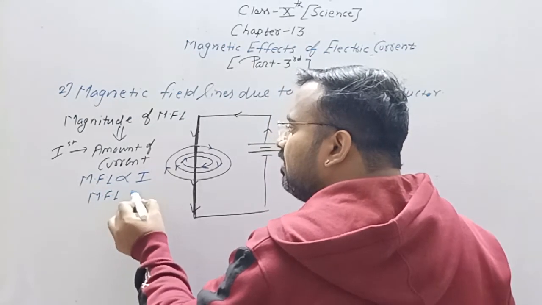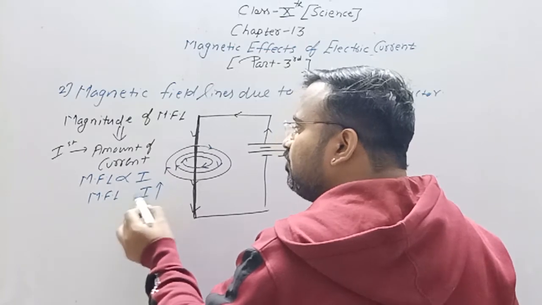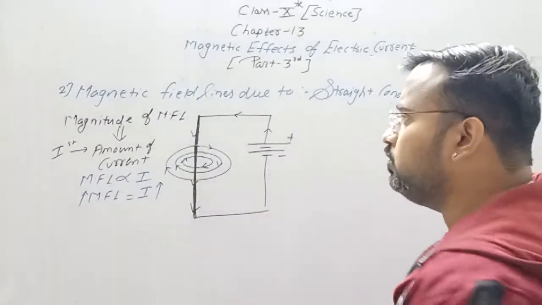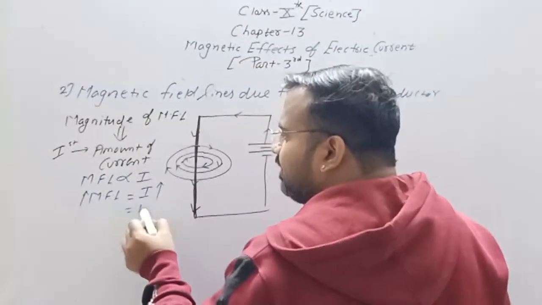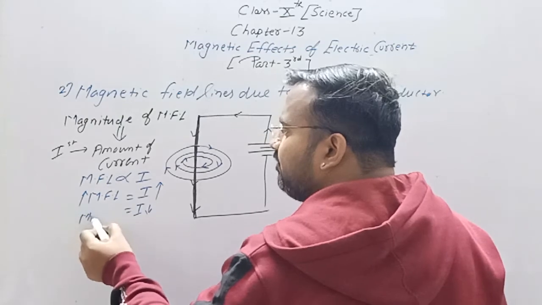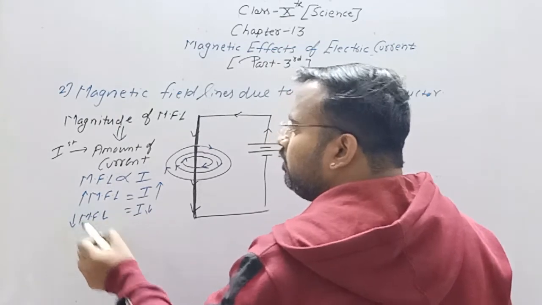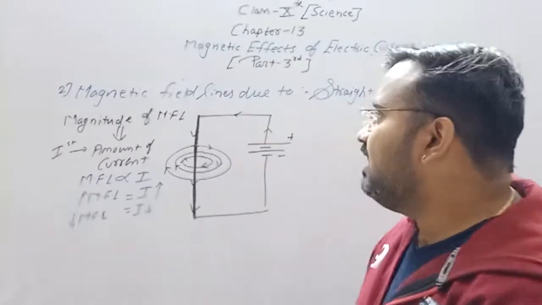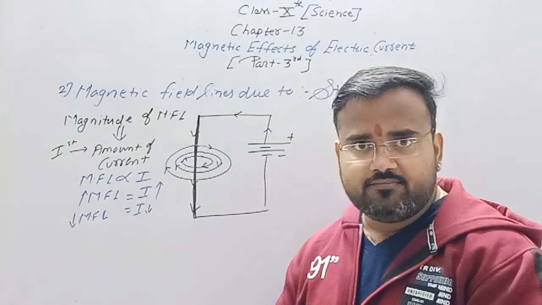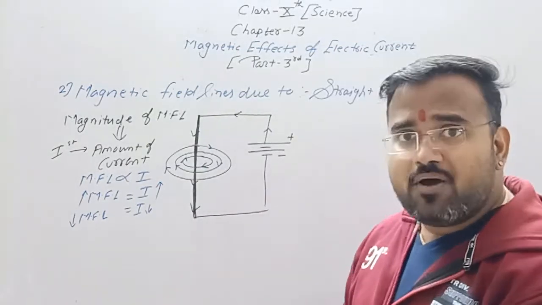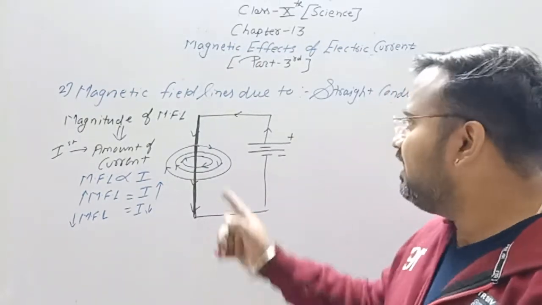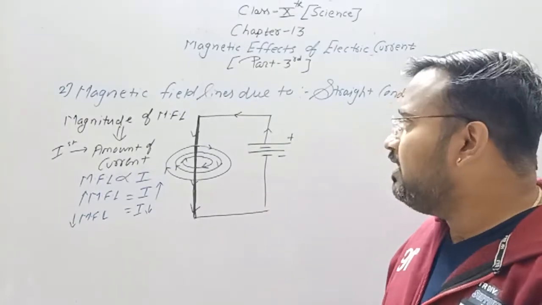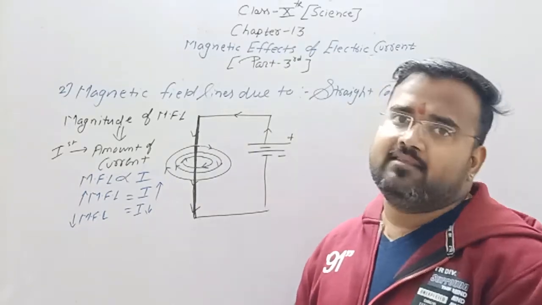If the current is more, then the magnetic field is automatically more, since they are directly proportional to each other. Or if the current is low, then the magnetic field is also low. So the first factor on which the magnitude of the magnetic field depends is the amount of current. Clear? If we are supplying more current, more concentric circles of magnetic field lines will generate. If we are supplying less current, then the magnetic field would be less.